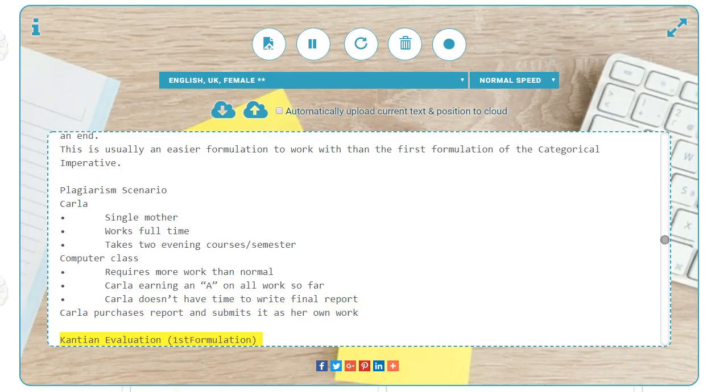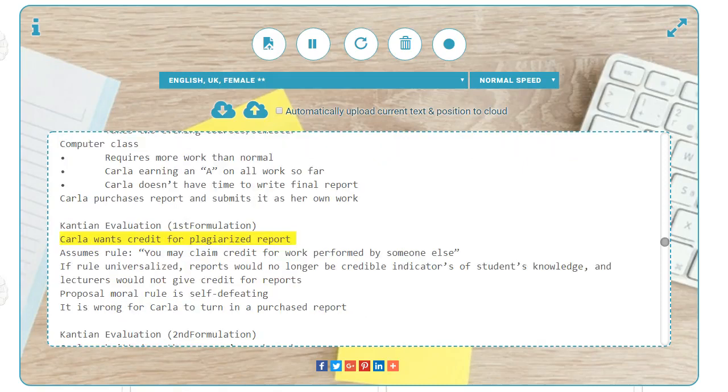Kantian evaluation, first formulation. Carla wants credit for a plagiarized report. This assumes the rule: you may claim credit for work performed by someone else. If this rule were universalized, reports would no longer be credible indicators of students' knowledge, and lecturers would not give credit for reports. The proposed moral rule is self-defeating. It is wrong for Carla to turn in a purchased report.